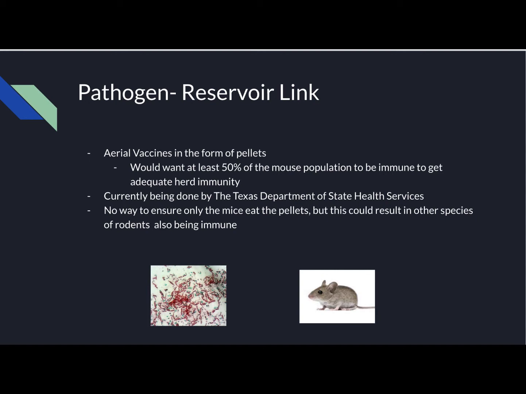There is no way to ensure that only the mice eat the pellets. However, this is not necessarily a terrible thing. Other rodents may be able to eat these pellets and receive immunity to this disease, preventing them from also becoming reservoirs to Blumkin's disease.